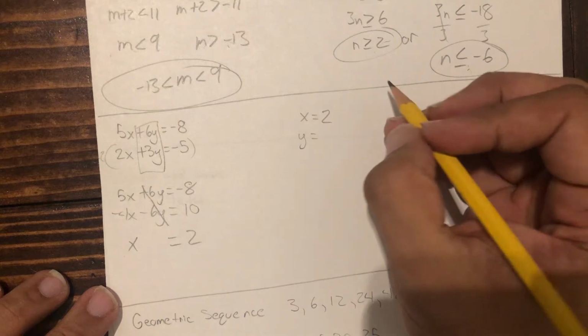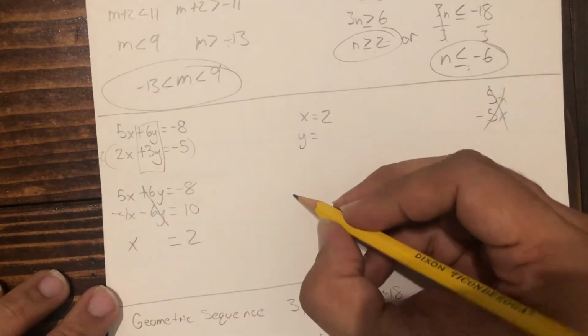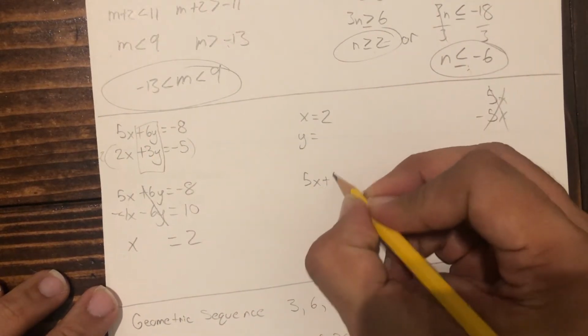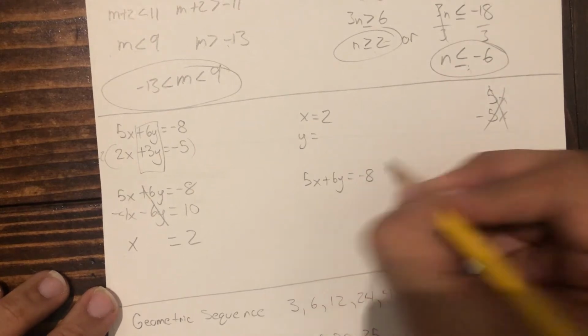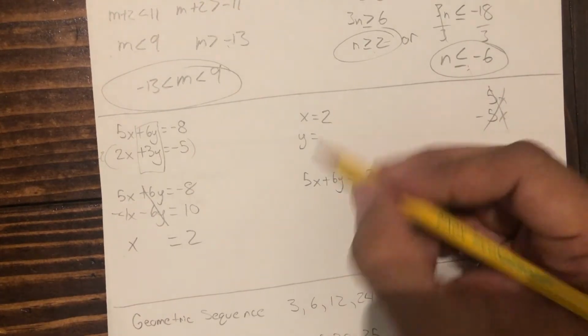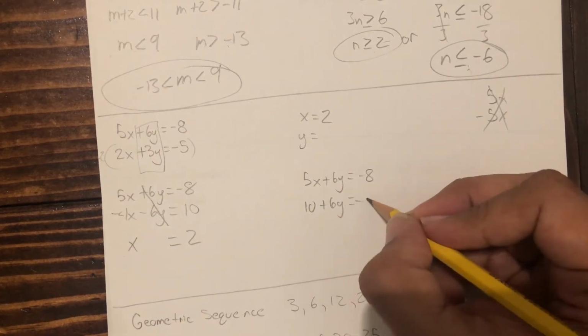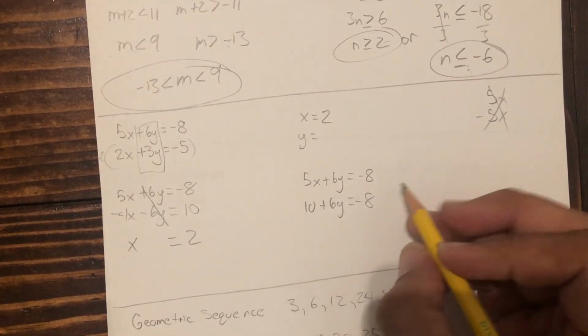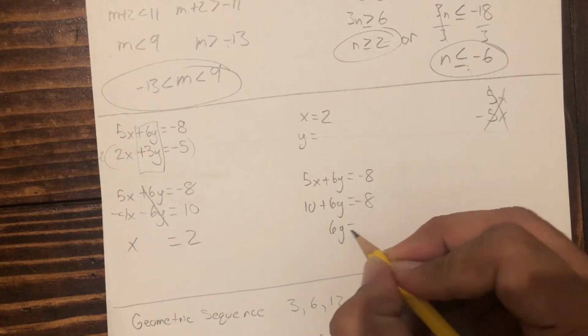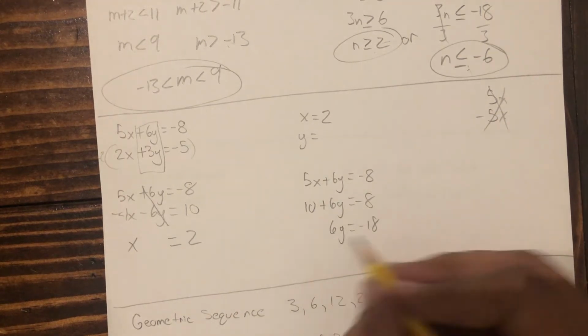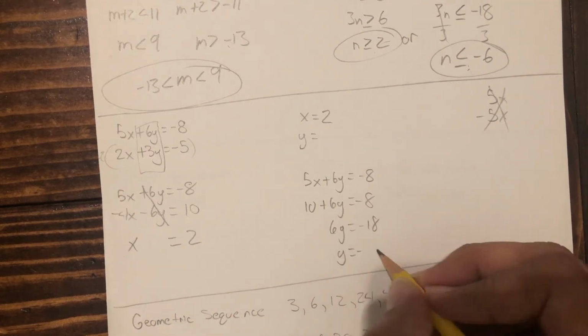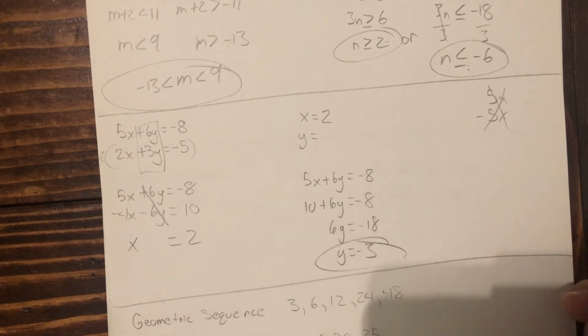So I know what x is. Now I can just plug it into the original problem, which is this one. And I'm going to plug it in, and I'm going to get 10 plus 6y equals -8. Subtract 10 on both sides. 6y equals -18. Divide by 6 on both sides. Y equals -3. All right?